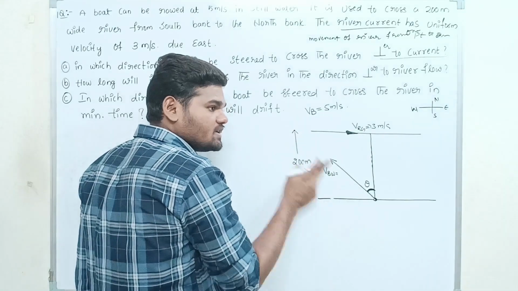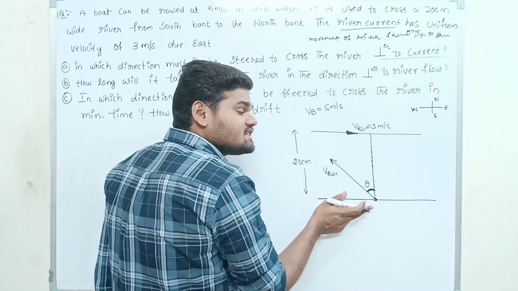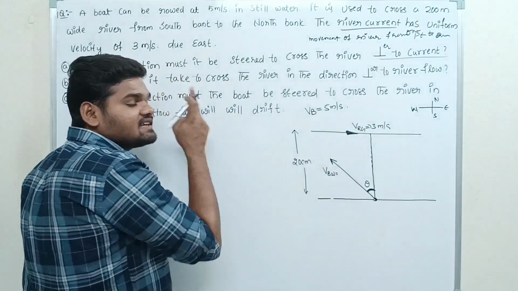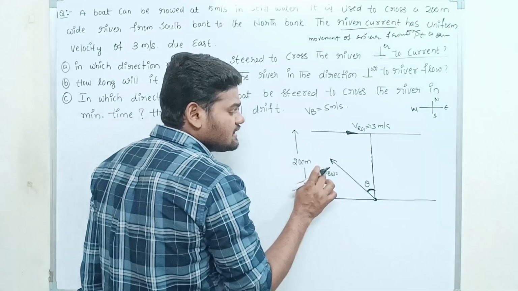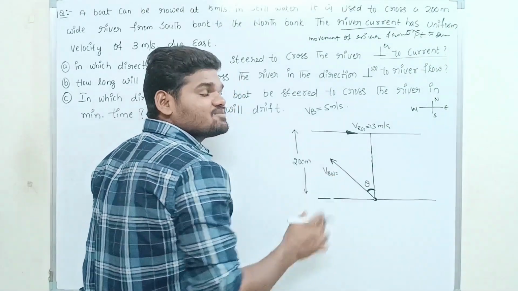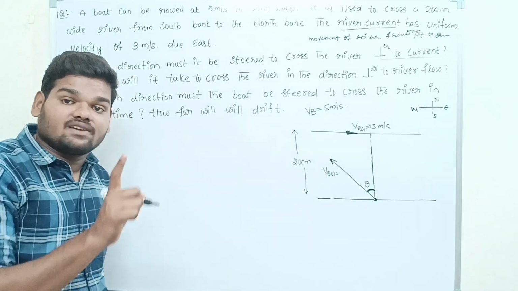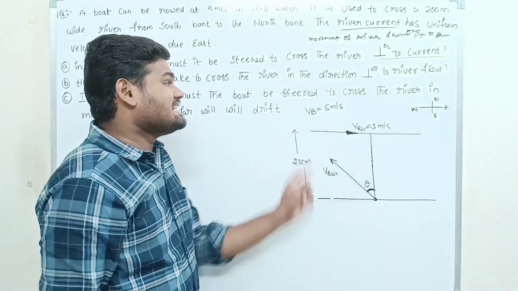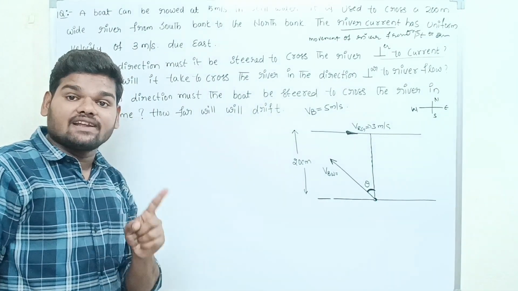In the first concept I told you that if the boat or a swimmer has to cross the river over the shortest distance, he must move in this direction. And the velocity of the swimmer or boat is what? Velocity of boat with respect to water. That's why I'm saying please learn the concept, then you can easily understand the given questions: what we have to find and how we have to find. You will get the clarity.